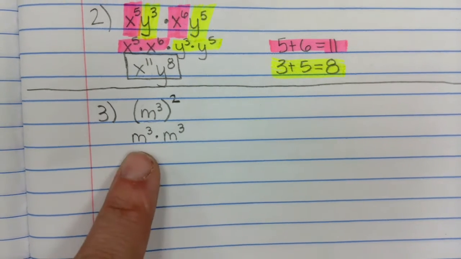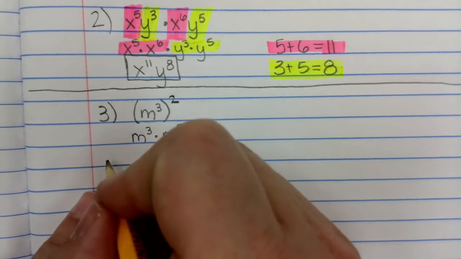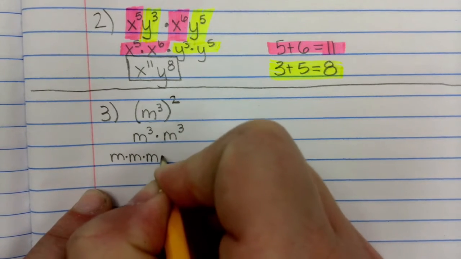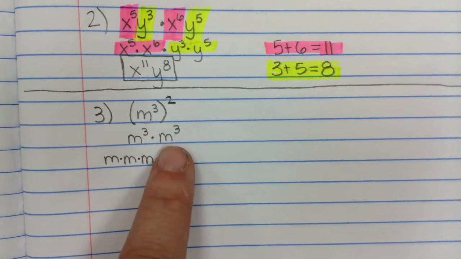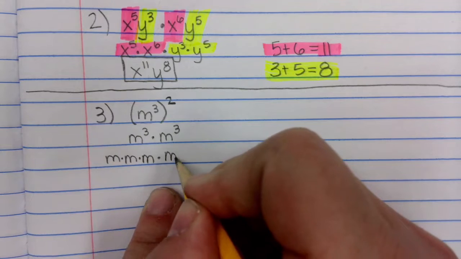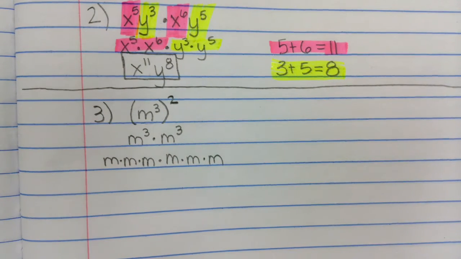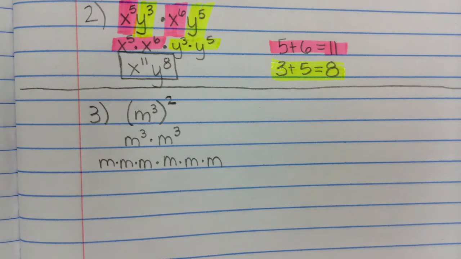How many m's is this m to the third? 3. So I could write that as m times m times m. How many m's is this m to the third? 3. How many m's total do we end up with?